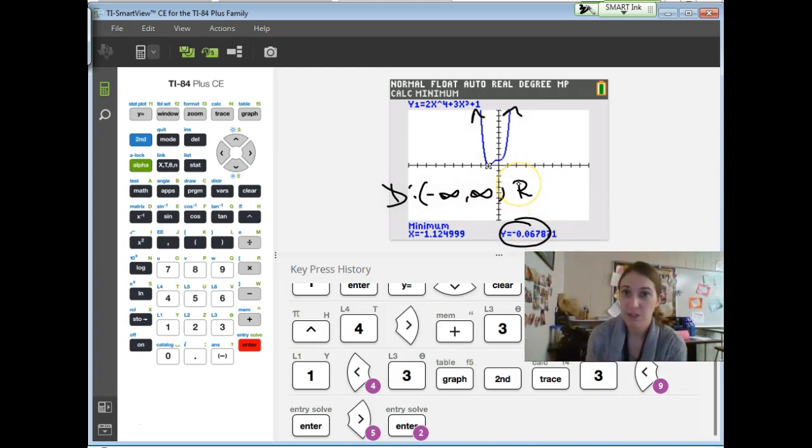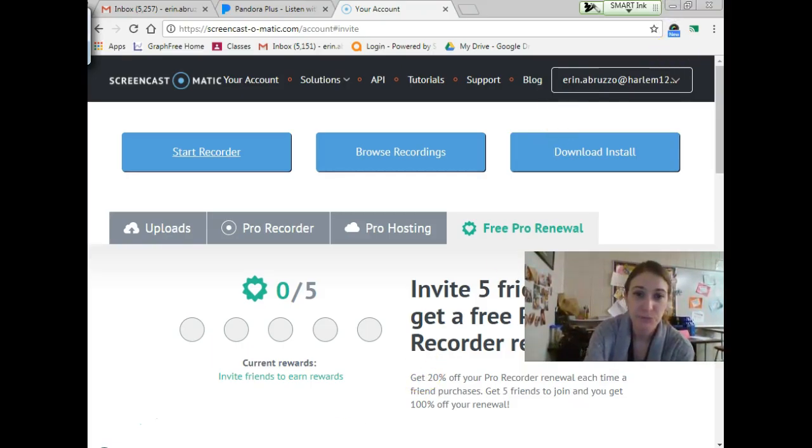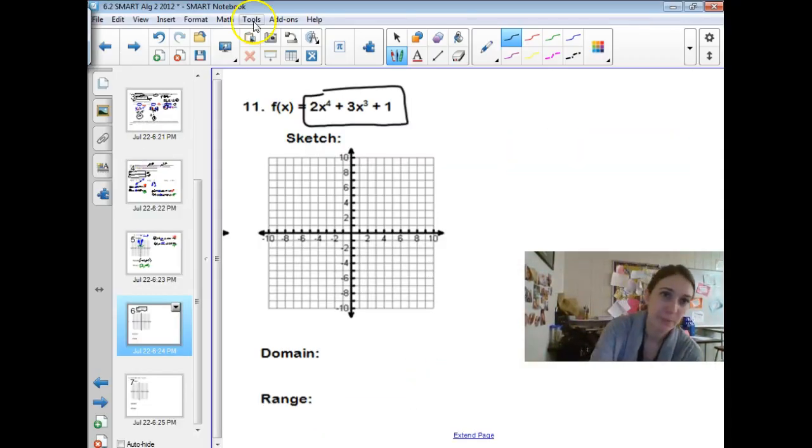So this guy's range actually starts at, and we'll use a bracket because it does have a point, but we are going to have to round, negative 0.07 if we round that to the hundredths, and then it goes up forever. So this is a good case of, I thought it was 0 for a minimum for your range, but it really wasn't. So I'm glad we have the technology to figure that out.